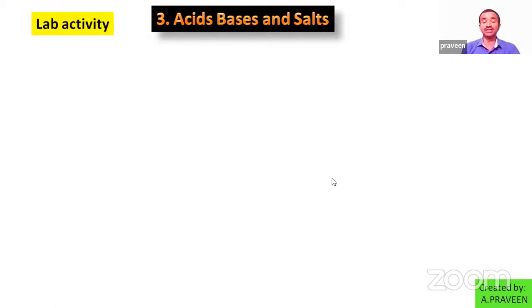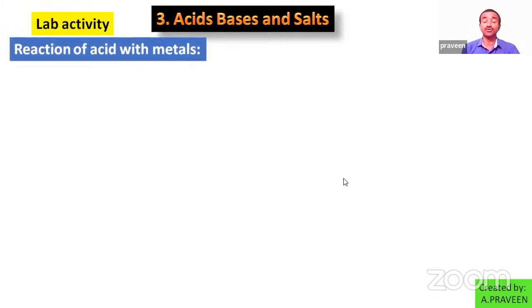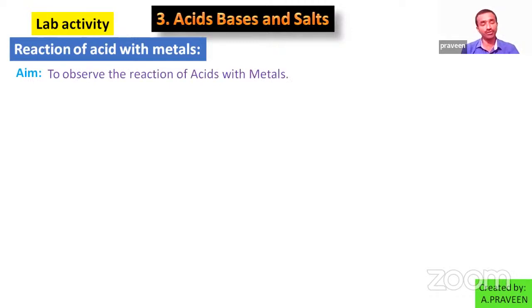So what is that lab activity? That lab activity gives an idea about the reaction of acids with metals. To conduct this activity, we require a few materials. What is the purpose of conducting this activity? The first thing is to understand and observe the reaction of acids with metals.